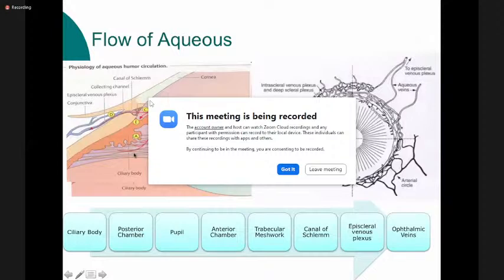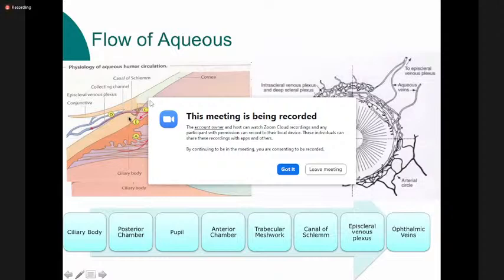So it's very important to know and to understand this anatomical flow of the aqueous all the way from the ciliary body posteriorly into the posterior chamber, through the pupil, as you can see in this flow diagram, into the anterior chamber, and out through the trabecular meshwork, canal of Schlemm, episcleral plexus of veins, and the ophthalmic veins.